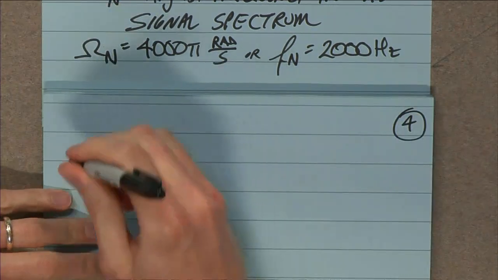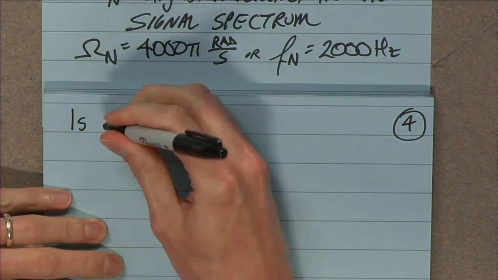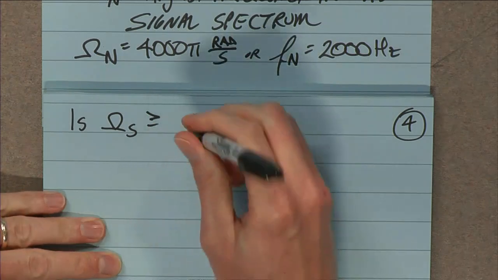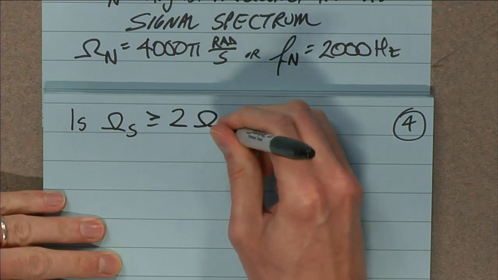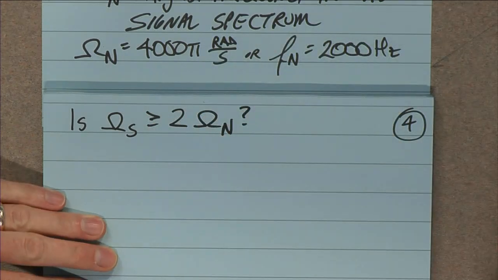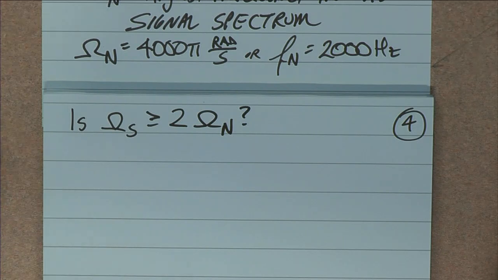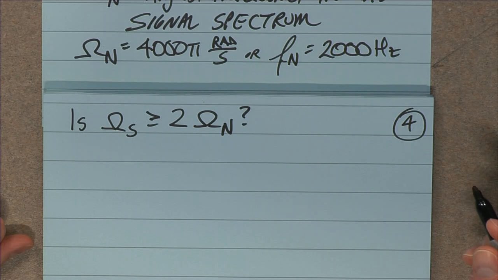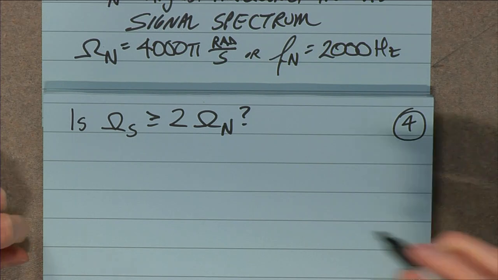So to start off, let's ask the simple question: is omega s greater than 2 omega n? Remember, that was basically the condition for the Nyquist-Shannon sampling theorem to hold. If that was the case, we wouldn't have any aliasing. So that's our first question.